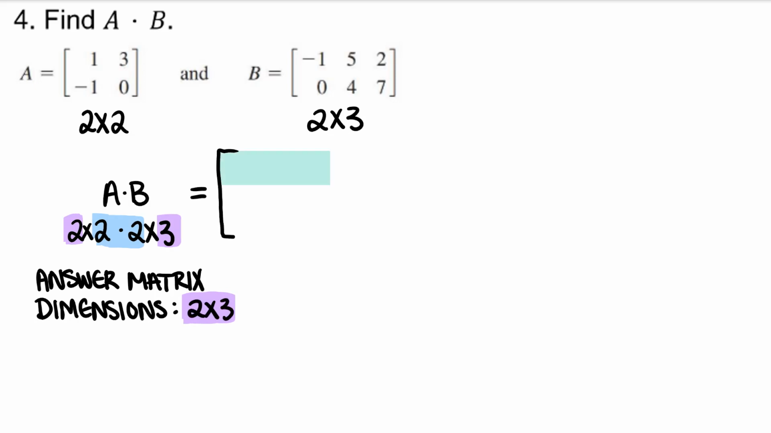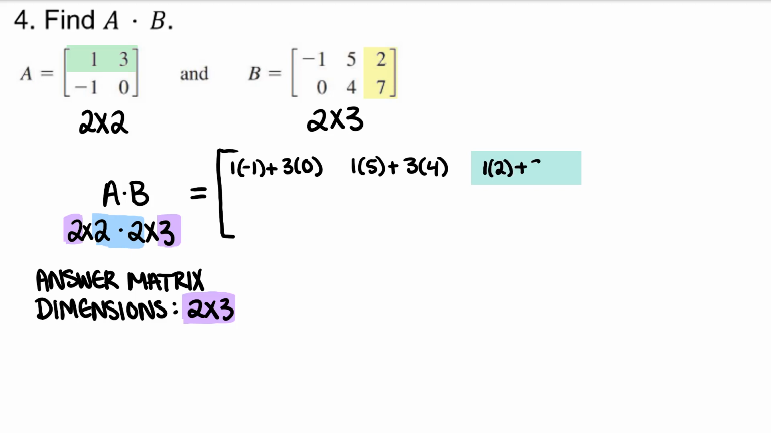For the entry in the first row, first column, we'll find the inner product of the first row of A and the first column of B. That would be 1 times -1 plus 3 times 0. For the entry in the first row, second column, we'll find the inner product of the first row of A and the second column of B. So 1 times 5 plus 3 times 4. For the third entry in the first row, we'll find the inner product of the first row of A and the third column of B, 1 times 2 plus 3 times 7.